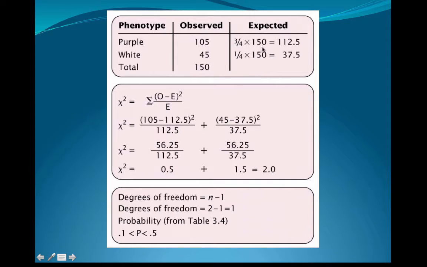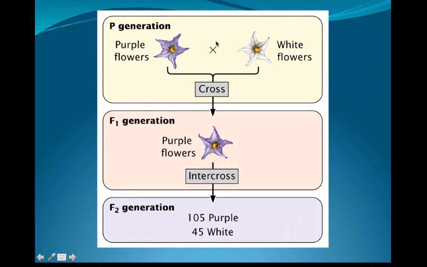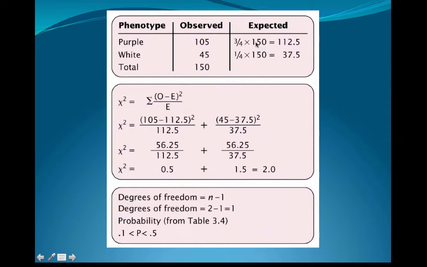Now to calculate what we expected: because this was a dominant-recessive genotype, we know that what we expected should be in a 3-to-1 ratio, because the dominant purple flower should show up 75% of the time, and the recessive white flower should show up 25% of the time. So you take those fractions, multiply them by the total, and that will give you what we expected to happen.